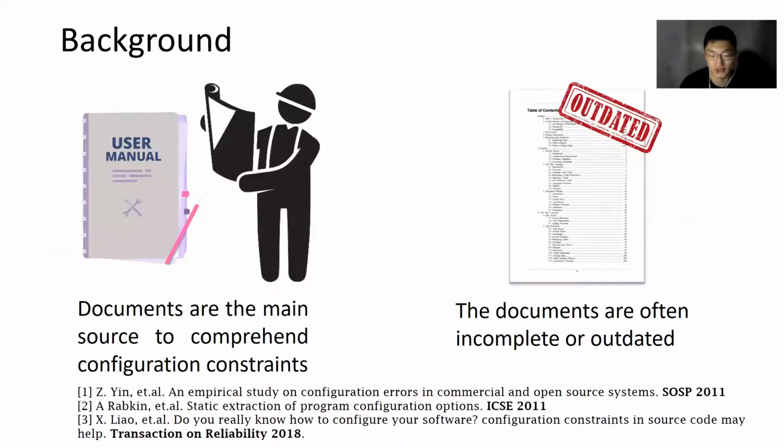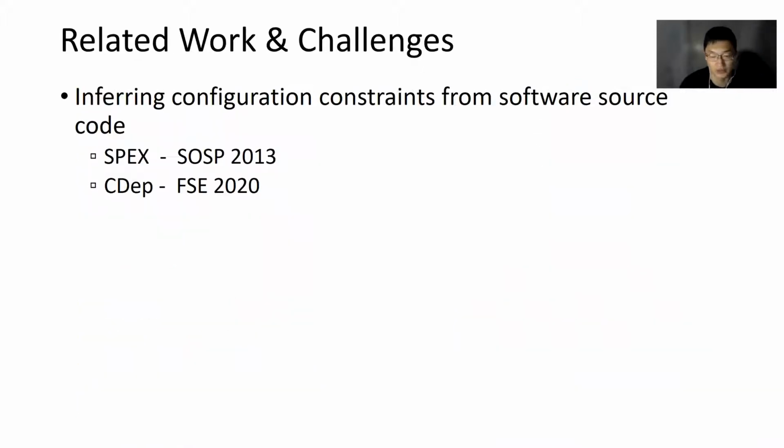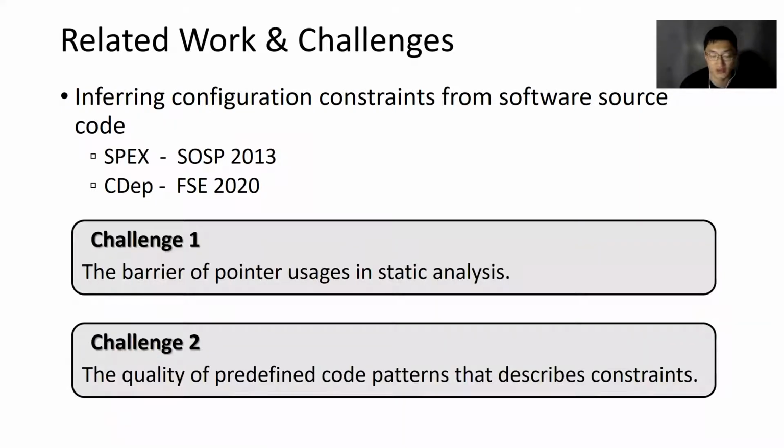To avoid misconfiguration beforehand, documents are the main source for users to comprehend configuration constraints. However, as mentioned by Yin and Rabkin, the document is often incomplete and outdated. In order to help users understand the configuration constraints, SPEX and CDEP focus on inferring constraints from source code. This process, however, may be limited in practice.